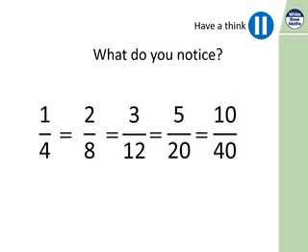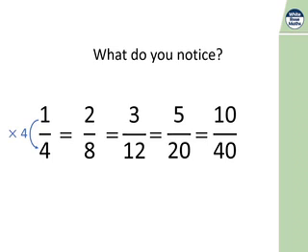But now let's look at what's actually happened here. So we have a list of equivalent fractions now. Pause the video and have a think. What do you notice about all these fractions? You may have noticed the relationship between the numerator and denominator. I can see that if I multiply the numerator by 4, I get the denominator. Or similarly, if I divide the denominator by 4, it gives me the numerator.